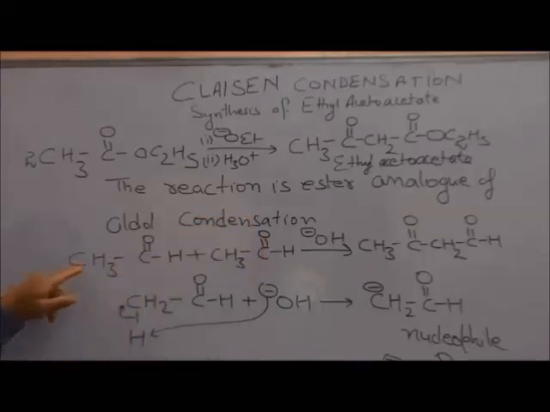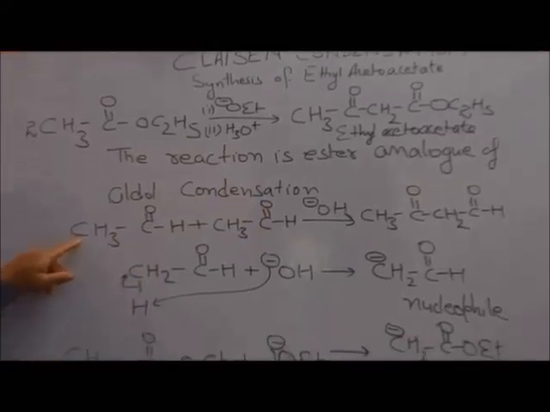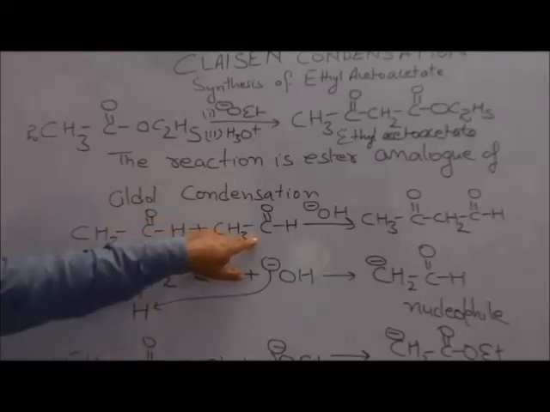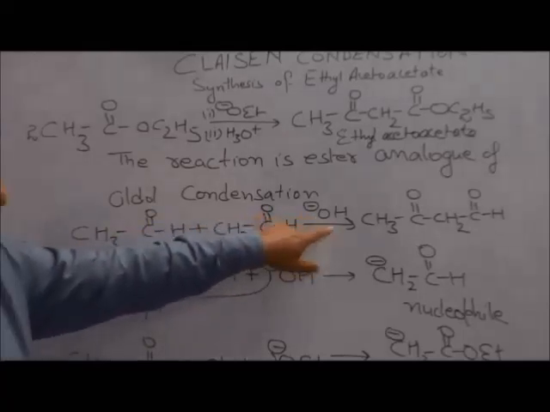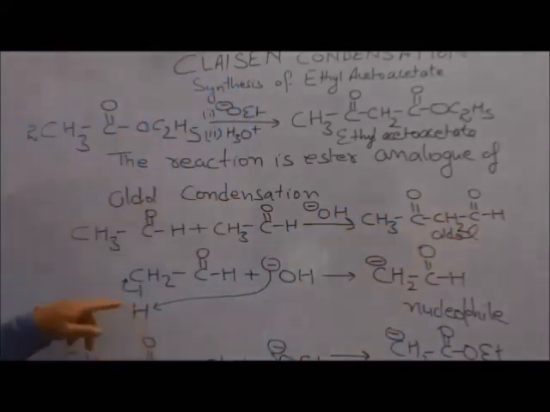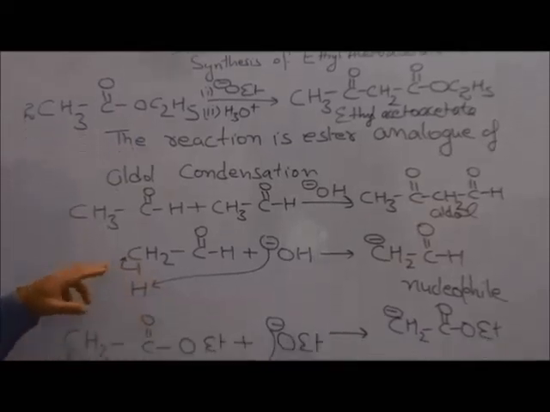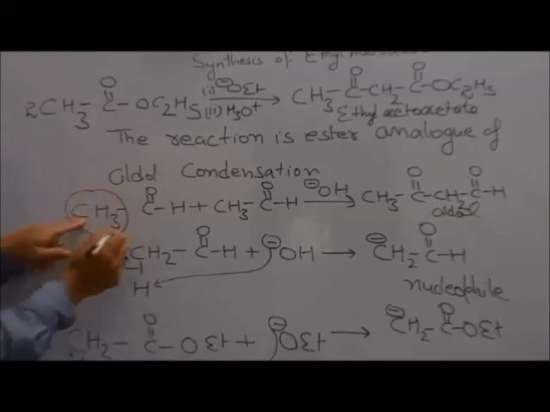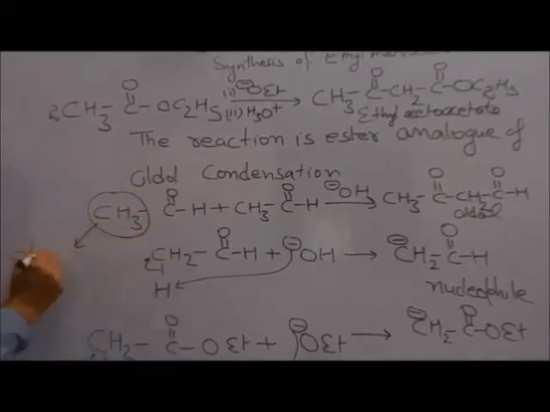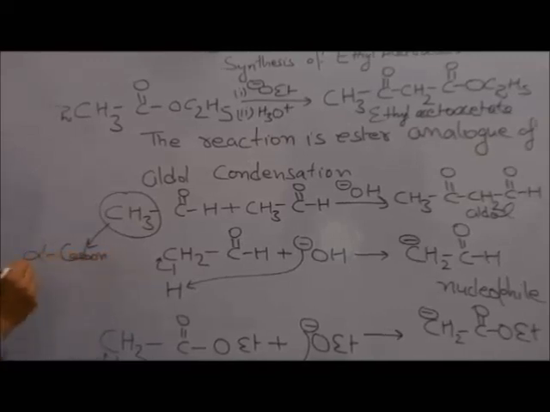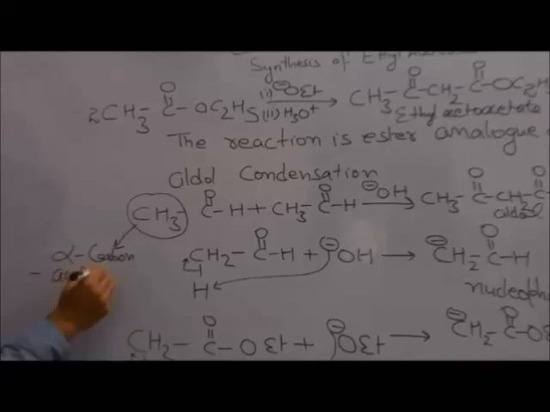What happens in aldol condensation? In aldol condensation, we have an aldehyde or a ketone. Here I have taken the example of acetaldehyde. Acetaldehyde reacts with acetaldehyde in the presence of a base to form the product that is called aldol. Now, what is the basic mechanism of the reaction? The carbon attached to the carbonyl group is called the alpha carbon, and the hydrogens attached to the alpha carbon are acidic in nature.